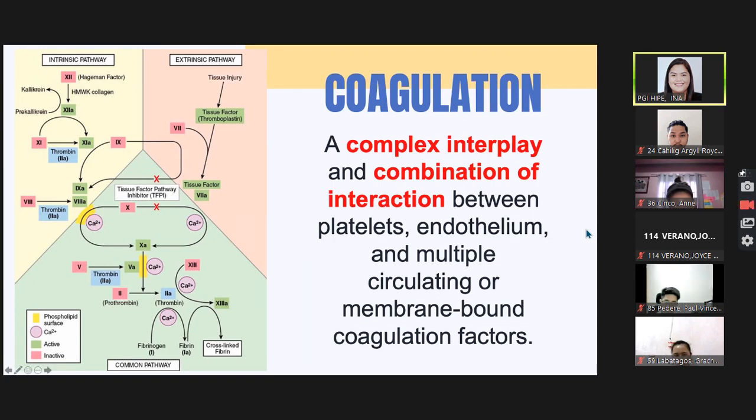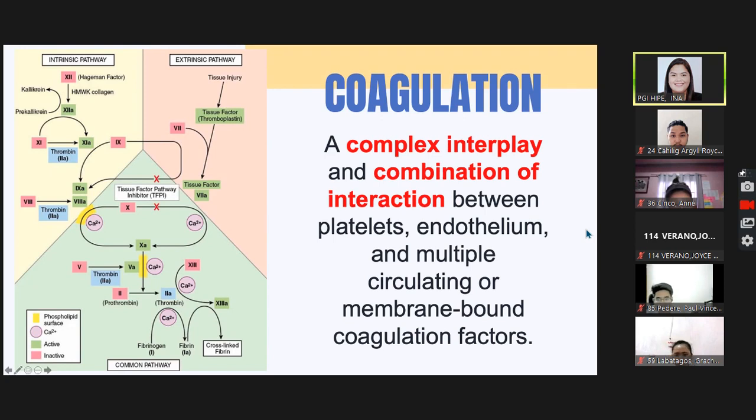Subsequently, activated factor 10 with the help of activated factor 5 converts factor 2, which is your prothrombin, to thrombin, and then factor 1, which is your fibrinogen, to fibrin. So clot formation occurs after fibrin monomers are cross-linked to polymers with the assistance of factor 13.